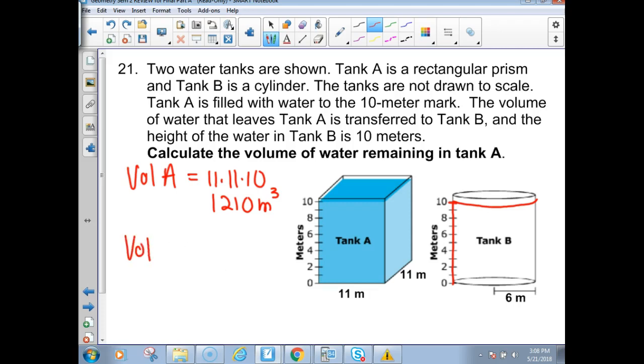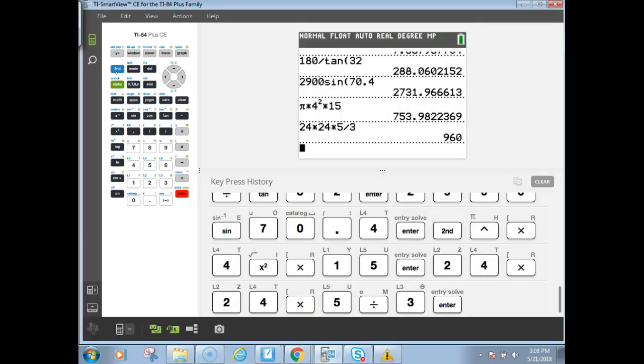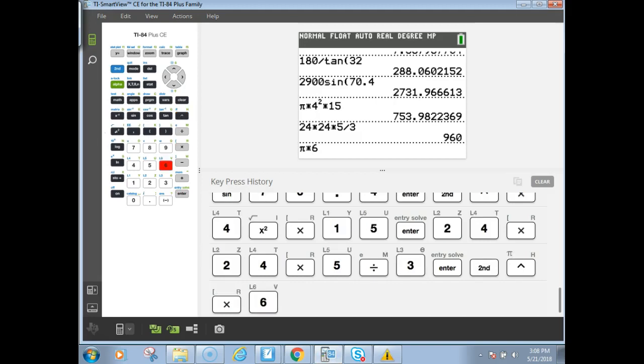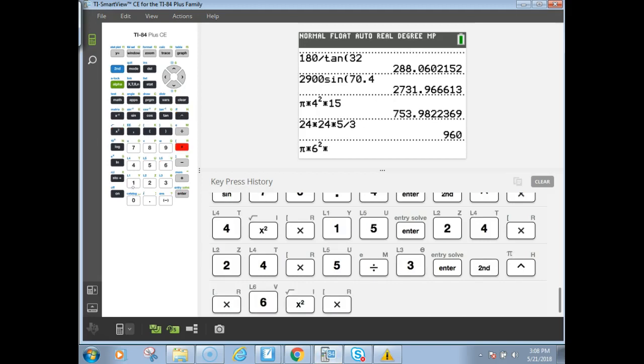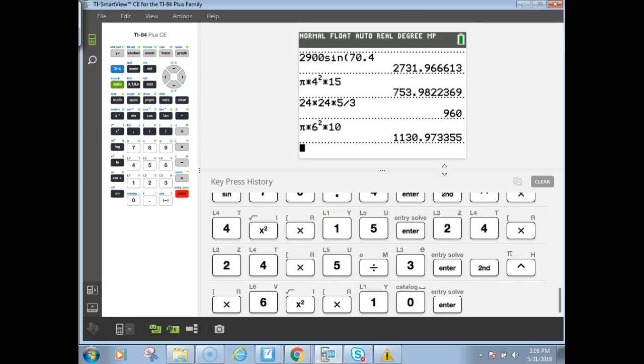Now, volume of tank B is area of the base, which is pi r squared times the height. So if we just pop in pi times 6 squared times, it's supposed to be filled up to 10 meters. Okay, so everything's to the 10 meter mark. So now I'm just going to calculate this. Pi times 6 squared times 10. I got 1,131.